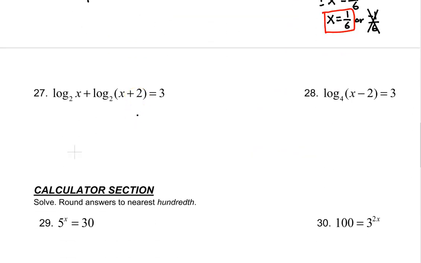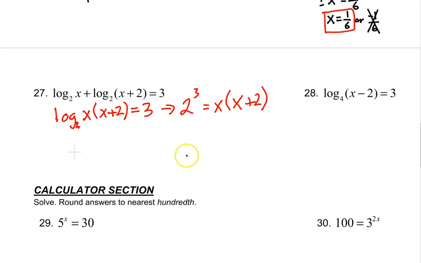So looking here, see the fact that they're the same base, right? Both log 2 means I can rewrite this as log of x times x plus 2 equals 3. And then, since I only have log on one side, convert this to the exponential format. So 2 to the third power will equal x times x plus 2. And then go ahead and solve this.